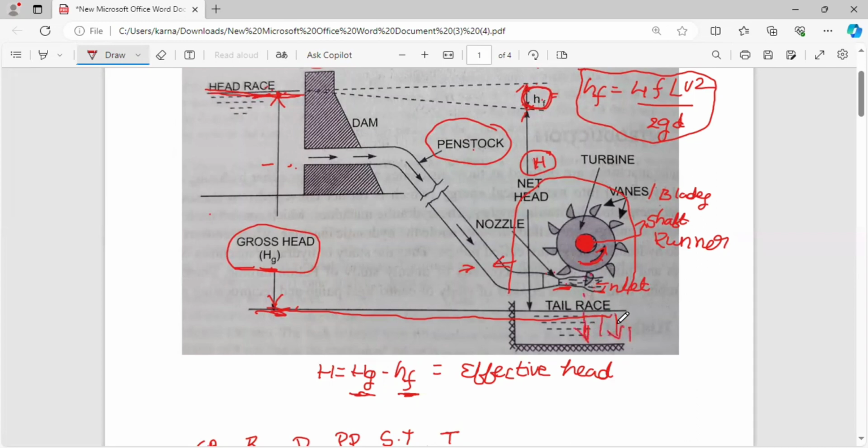In terms of formulas, the difference between the head race and the tail race is called the gross head, and the difference between the gross head and the loss of head due to friction is called the net head or effective head. In the next video, we will discuss shortcuts related to hydraulic turbines.